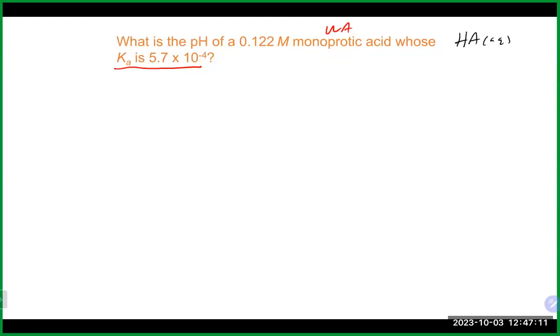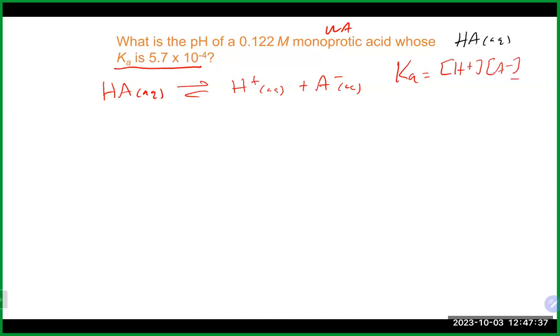Since they really didn't give us anything specific, I could always use HA as just a generic formula for an acid. And when this would break apart, we would have H plus and A minus in this case. You know, similar to HCl gives you H plus and Cl minus as well. We could write our Ka expression, which we will need as well, which will be our products divided by our reactants in this case. And again, that will equal our 5.7 times 10 to the minus 4 there. Let's write it here. I'm running out of room.